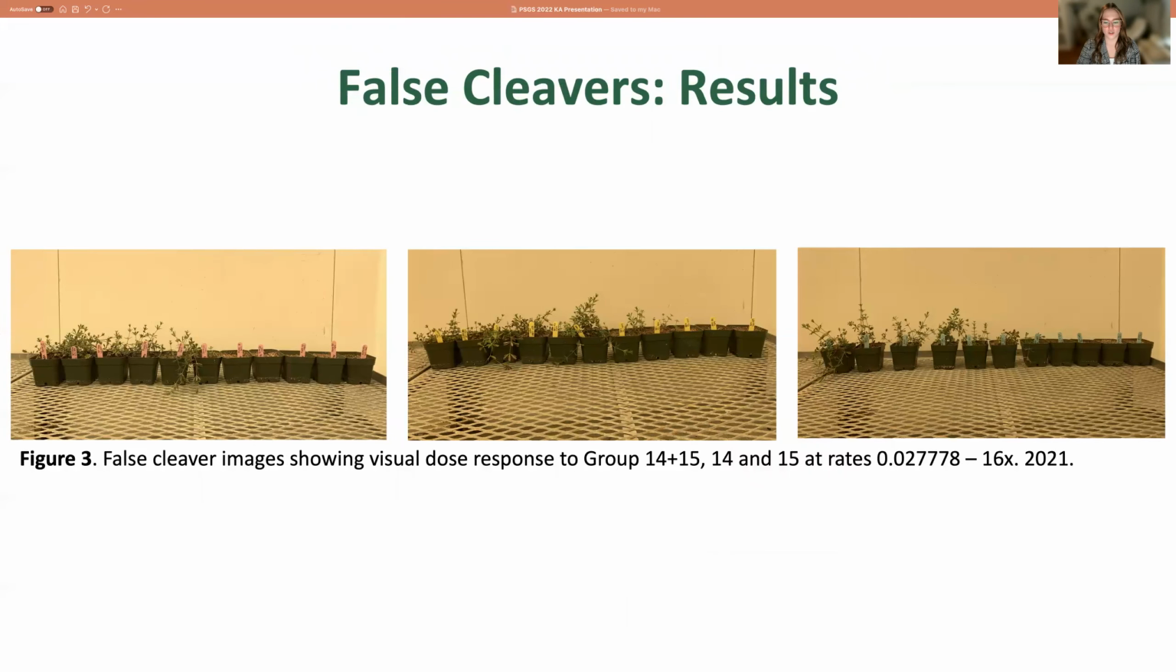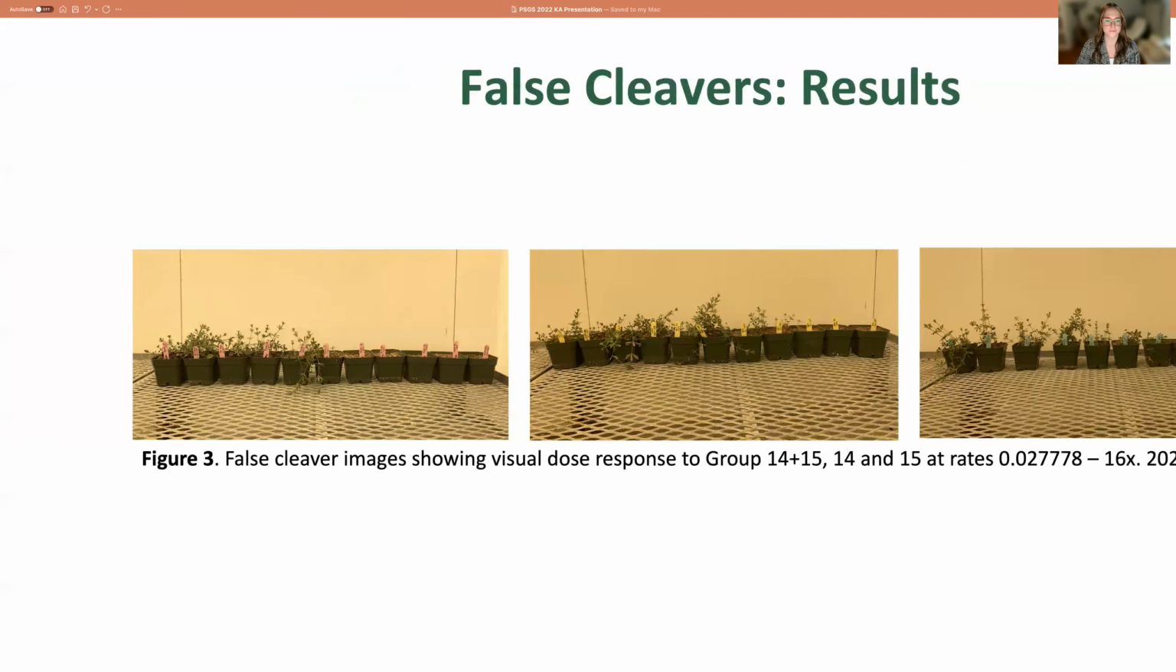Looking at false cleavers visually, on the left is the combined. Growth really started to reduce at the quarter rate with no growth present at the 1x rate. In the middle, group 14 individually, growth really started to reduce at the 1x rate with no growth present at the 8x rate. And on the right, group 15 individually, growth was greatly reduced at the quarter rate with no growth present at the 2x rate.